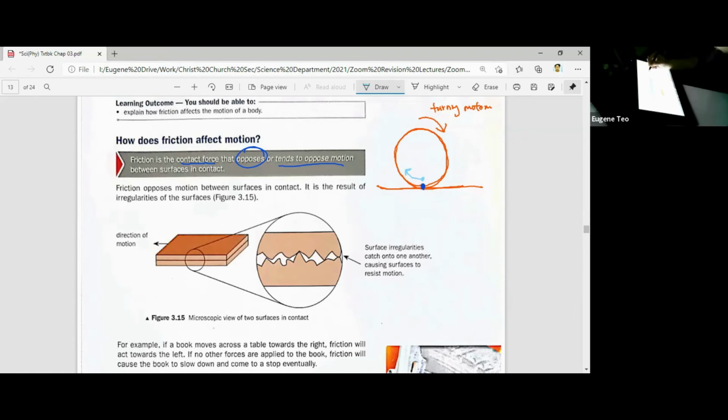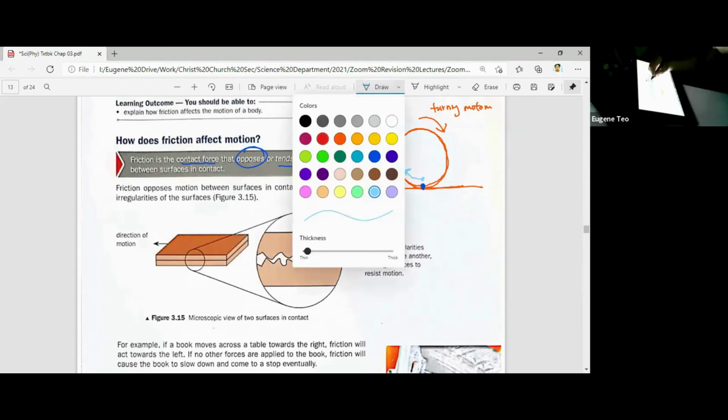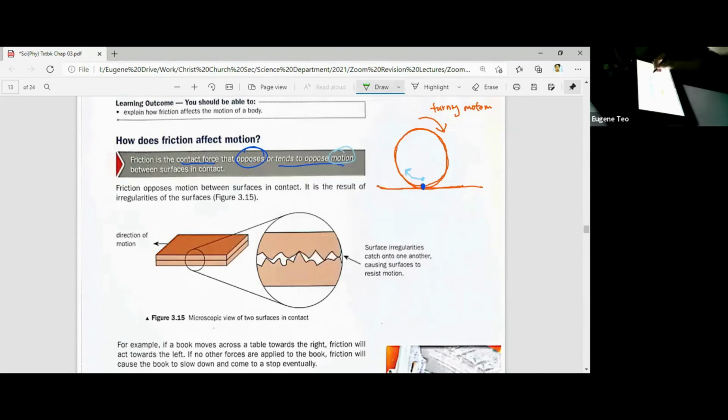See here, so because turning motion, right? At this particular point, the wheel is actually turning towards the left. So the motion is towards the left. What do we say about friction? Friction is a contact force that opposes motion. So if my motion is going towards the left, my friction must act towards the right. So this is the direction of my friction.